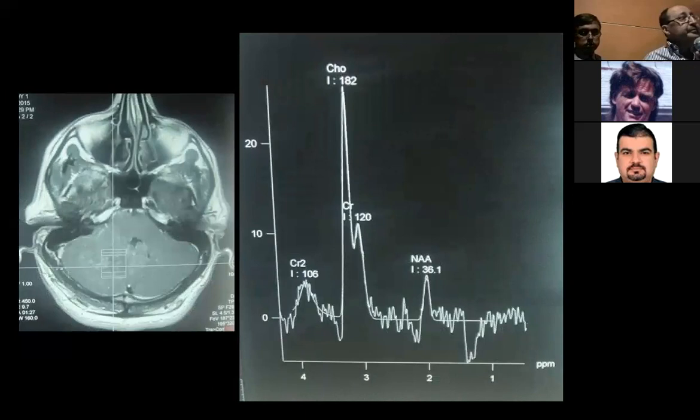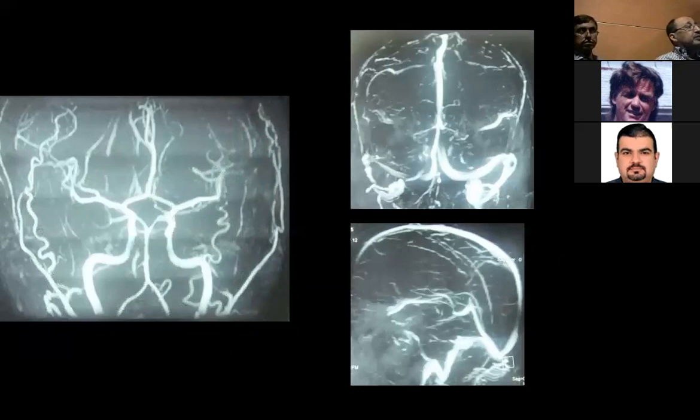Also, as I mentioned before, you have to look at the MRA in order to see if there is any vasculitis and secondary infarction. If you look carefully, this is the right vertebral artery, left vertebral artery, basilar artery, posterior cerebral artery. This is the internal carotid artery, the middle cerebral artery, and the anterior cerebral artery. Grossly, there is no significant narrowing.